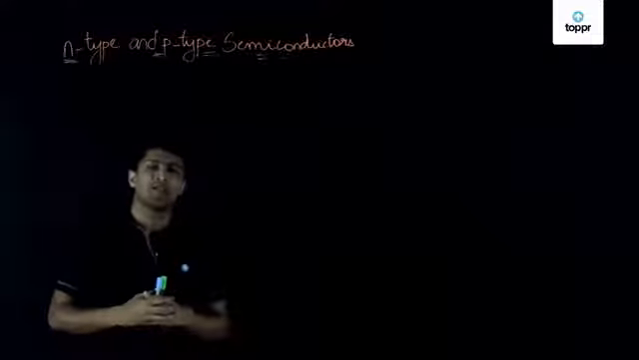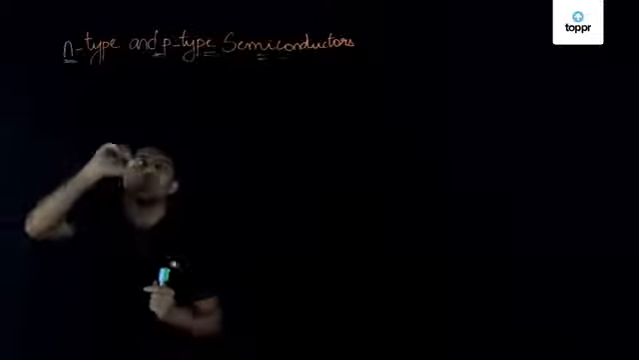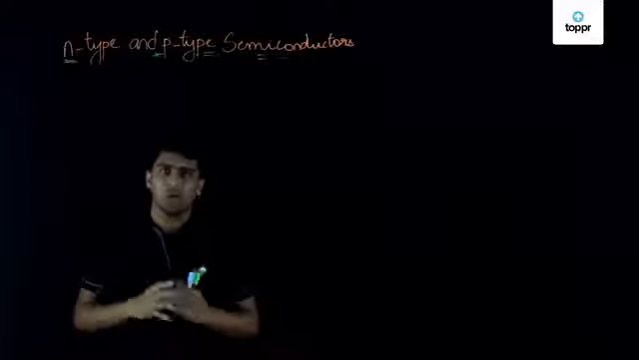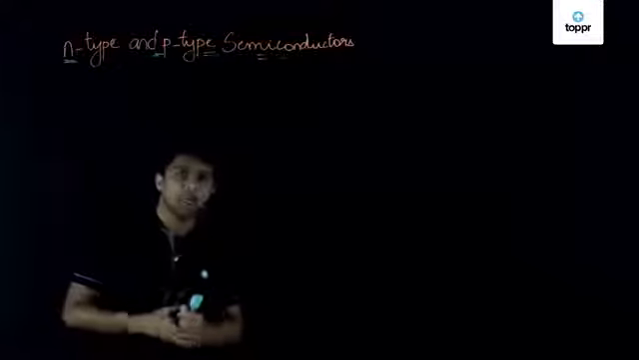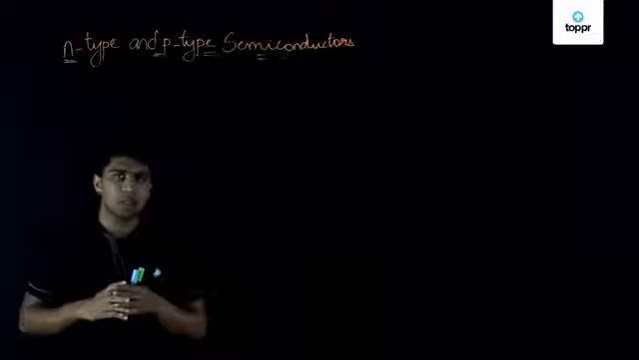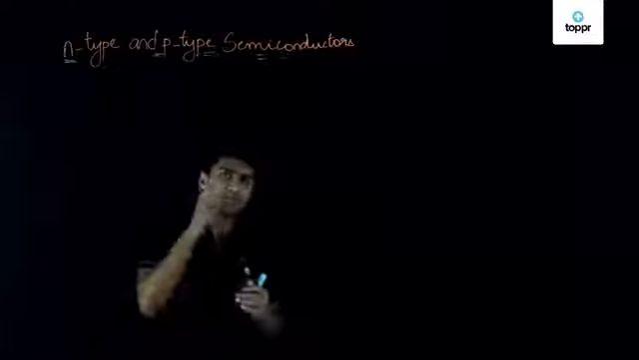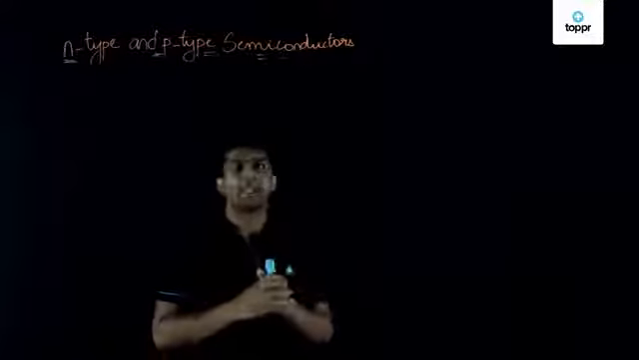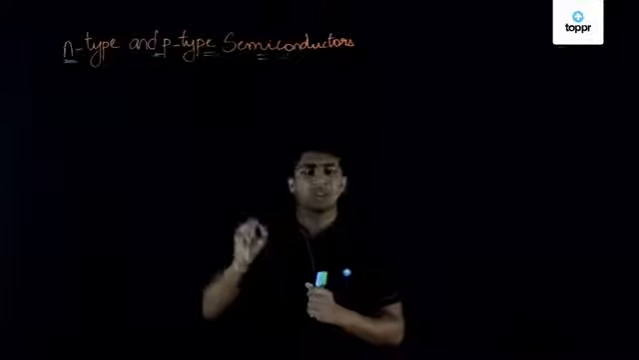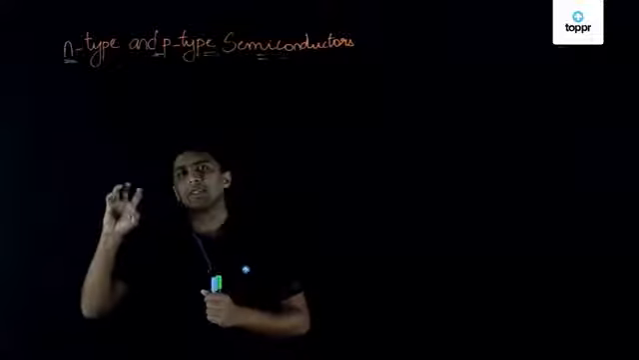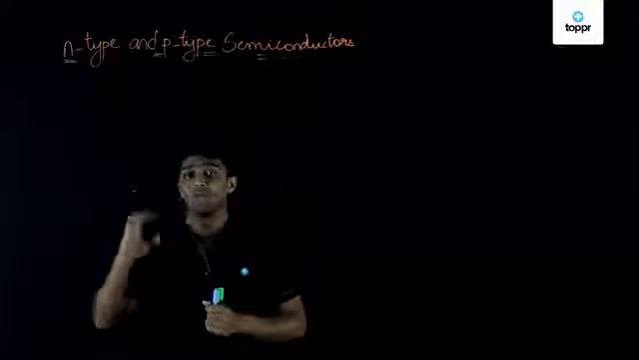Hello students, today we are going to discuss N-type and P-type semiconductors. We have learned about semiconductors. We know that semiconductors can be classified into two main types, that is intrinsic semiconductor and extrinsic semiconductor. Intrinsic semiconductors are nothing but semiconductors in their purest form.